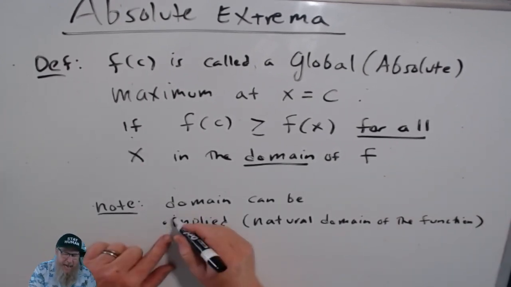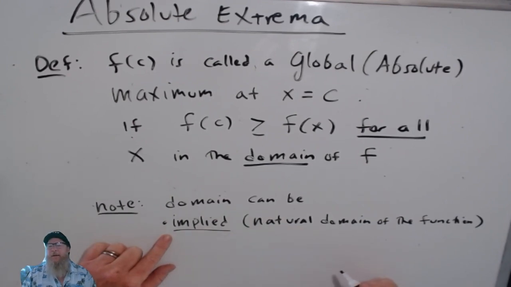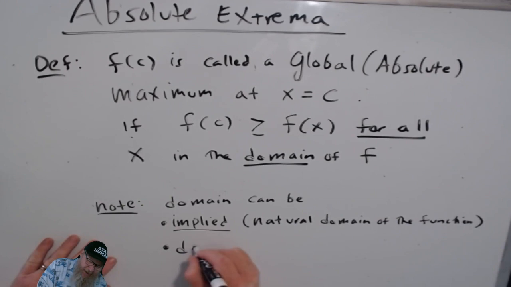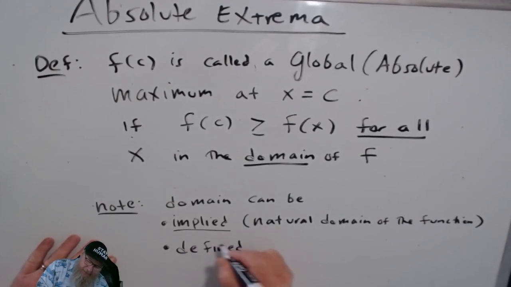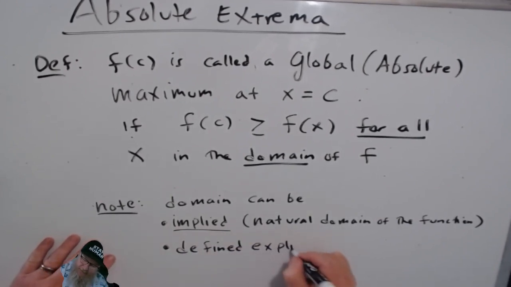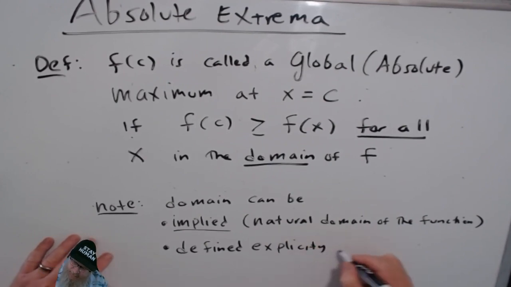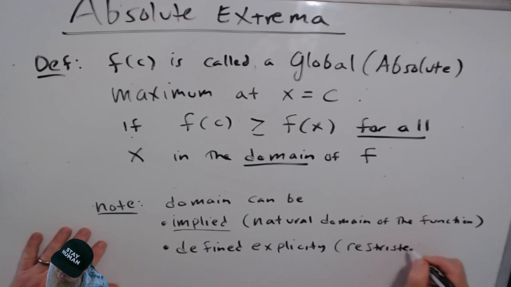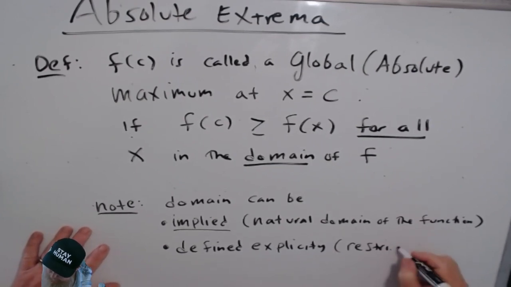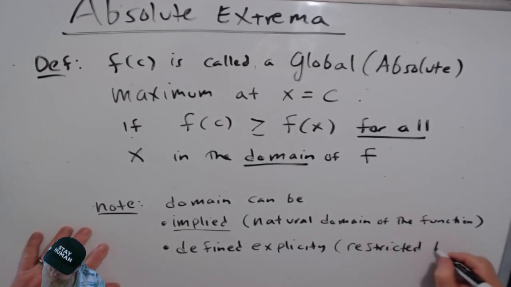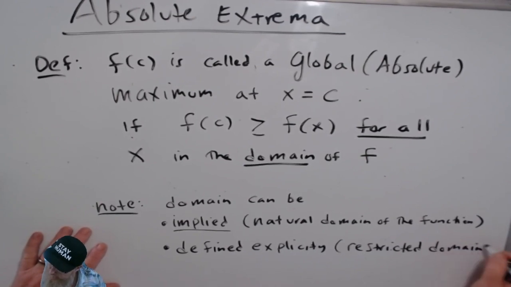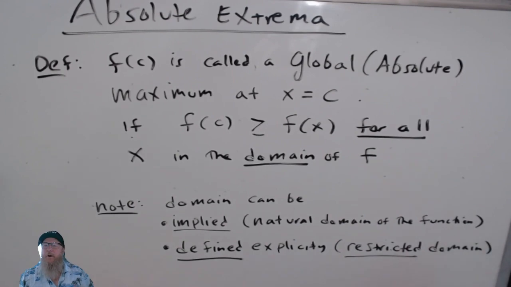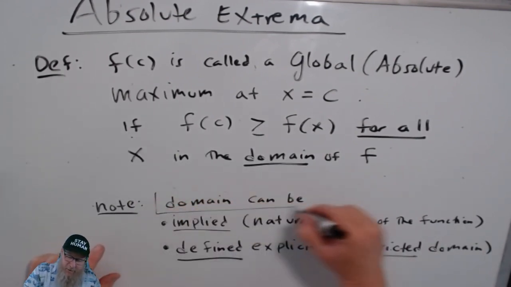Call that an implied domain. Or it can be defined explicitly. This is what's called a restricted domain. So there are two ways to define the domain.